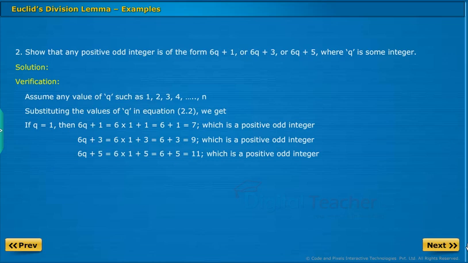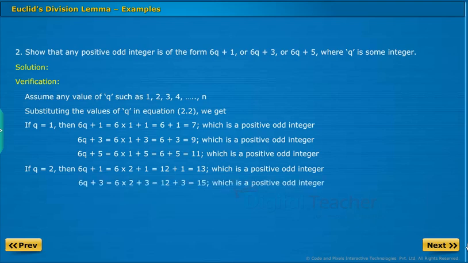6q plus 5 is equal to 6 into 1 plus 5, which is in turn equal to 6 plus 5, that is 11, which is a positive odd integer. If q equal to 2, then 6q plus 1 is equal to 6 into 2 plus 1, which is in turn equal to 12 plus 1, that is 13, which is a positive odd integer.